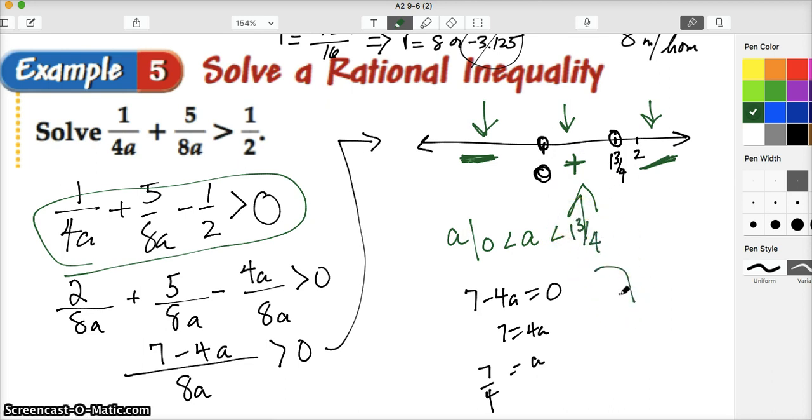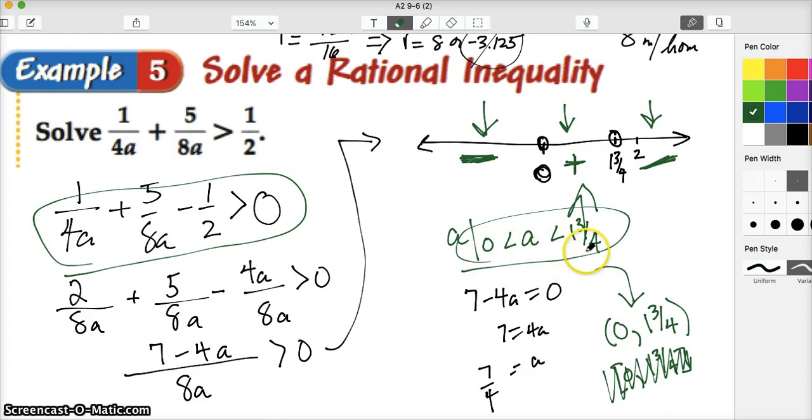Sometimes we write this in what we call parenthetical notation. You can write the answer as from 0 to 1 3/4. By using these curved brackets, it means that you're not including those two numbers. If I wanted to include them, I'd use what I call a hard bracket, or a rectangular bracket, but I'm not. So this is our answer: a such that it's between 0 and 1 3/4.